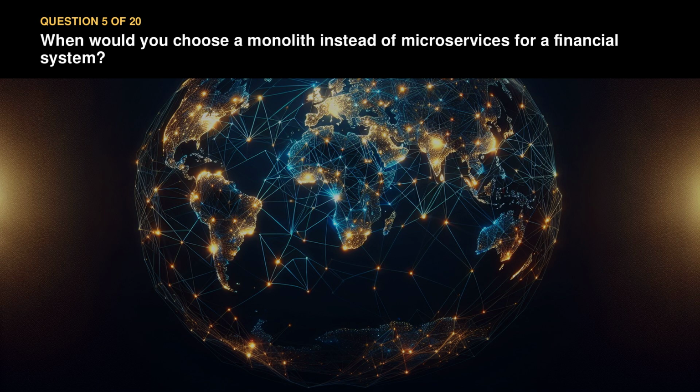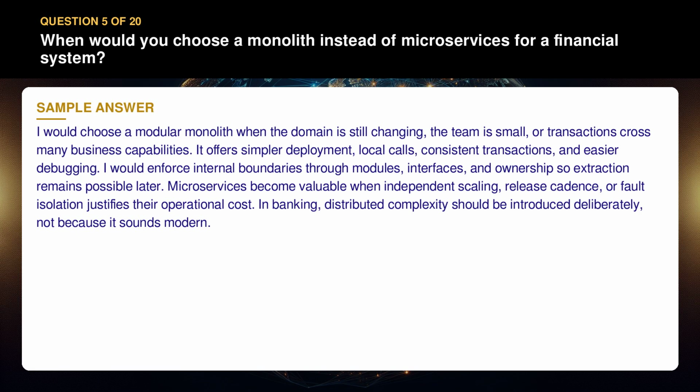Question 5. When would you choose a monolith instead of microservices for a financial system? I would choose a modular monolith when the domain is still changing, the team is small, or transactions cross many business capabilities. It offers simpler deployment, local calls, consistent transactions, and easier debugging. I would enforce internal boundaries through modules, interfaces, and ownership so extraction remains possible later.